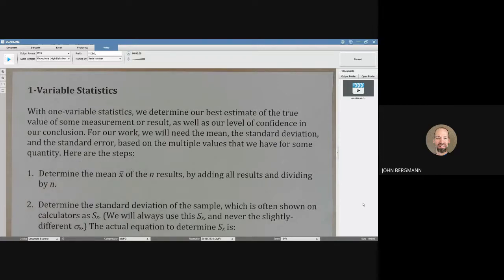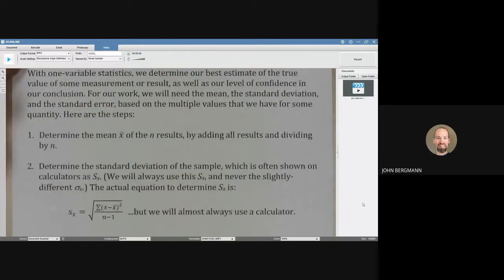With one variable statistics, we determine our best estimate of the true value of some measurement or result, as well as our level of confidence in our conclusion. For our work, we will need the mean, the standard deviation, and the standard error based on the multiple values that we have for some quantity. So here are the steps.